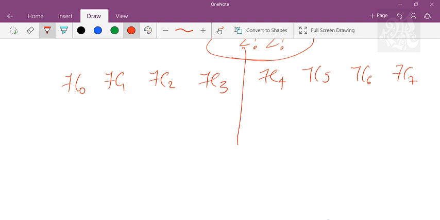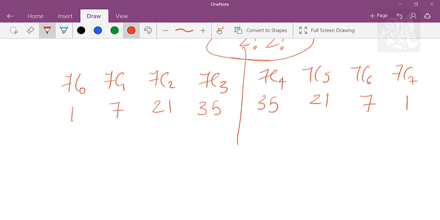I mean, they will be exactly replicating each other. So as I go here, 7C0 is 1, 7C7 is 1, 7C1 is 7, 7C6 is 7, 7C2 is 21, and 7C5 is 21, 7C3 is 35, and 7C4 is also 35. So if you can notice, it's an exact replica. The same numbers go in descending order now.